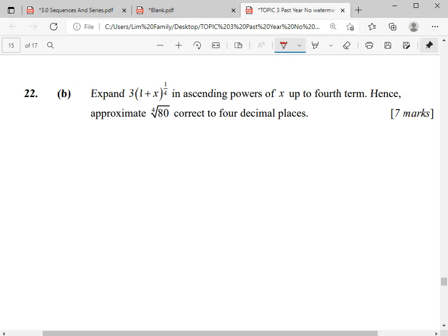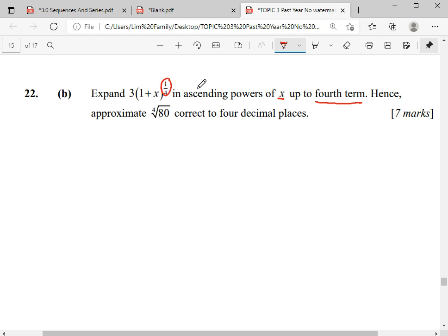Okay, so when we're doing 22b, we are going to expand. Please expand this. The power is not a positive integer, the power is a fraction. Then we have to go up to the fourth term. So that is our first task.